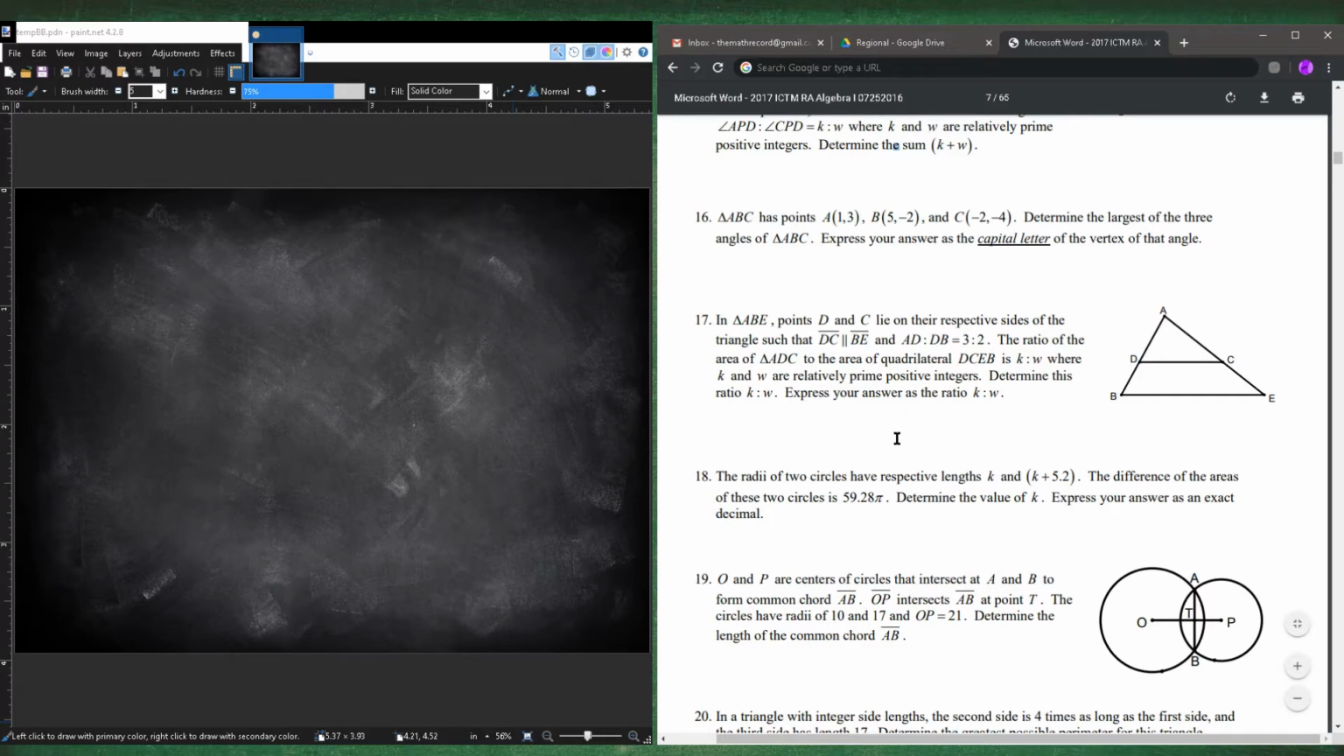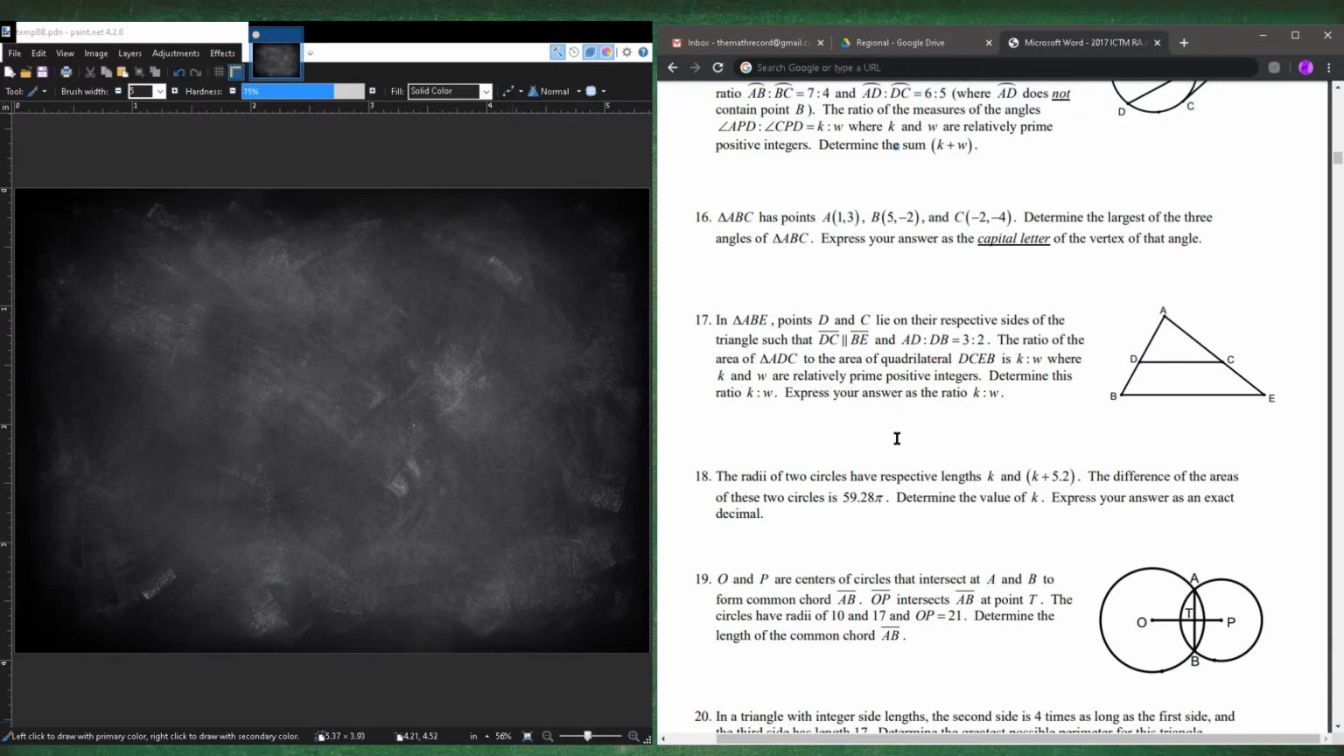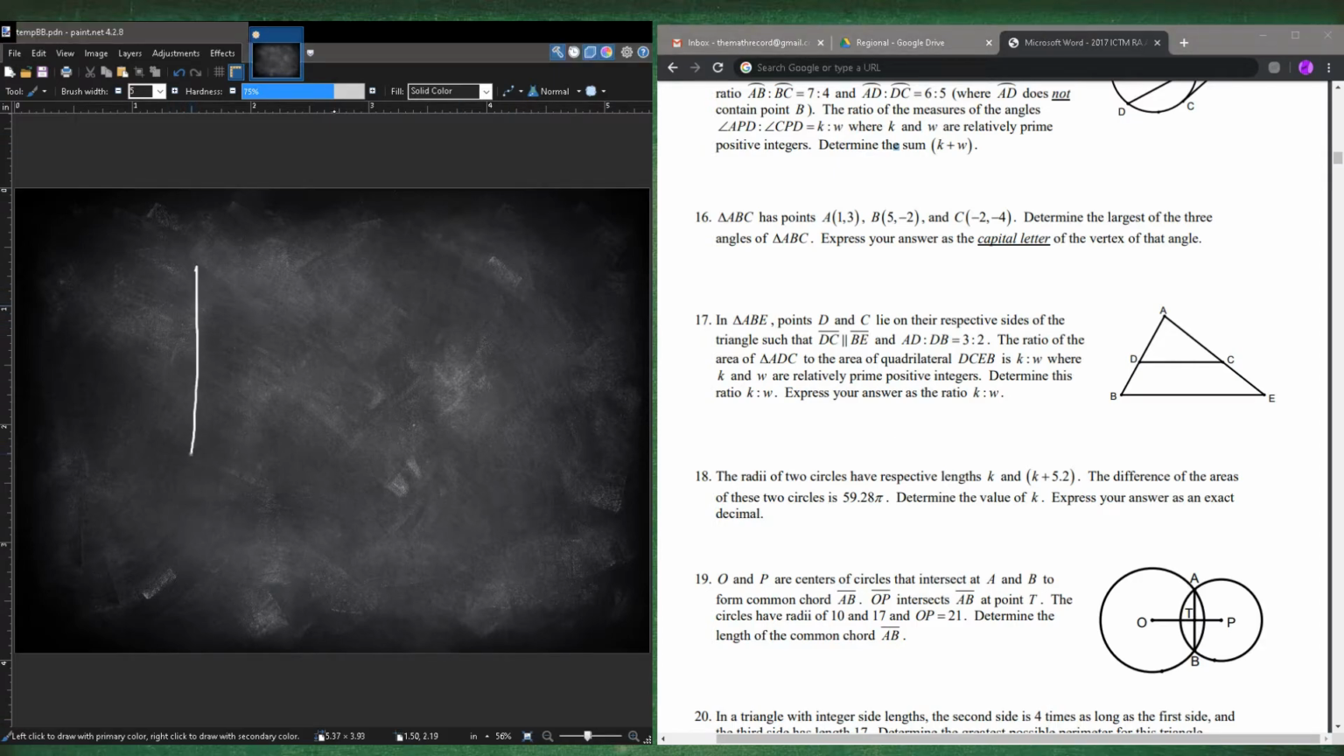Okay, number 16. Triangle ABC has points A at (1, 3). Since they're giving us coordinates, I'd like to draw a coordinate plane. So A is at (1, 3), somewhere around here. B is at (5, -2), so somewhere around here. C is at (-2, -4). That's C.